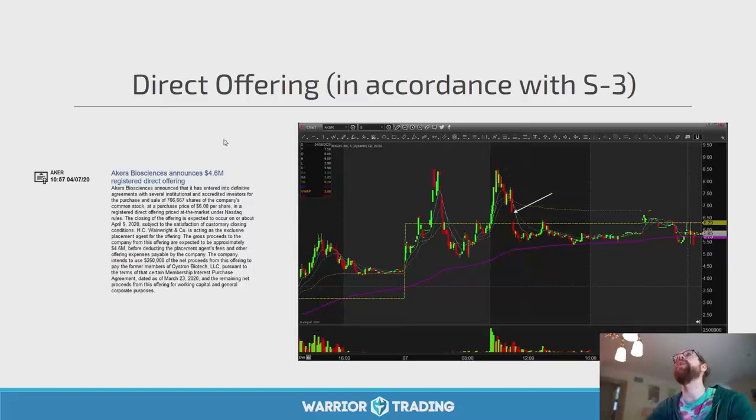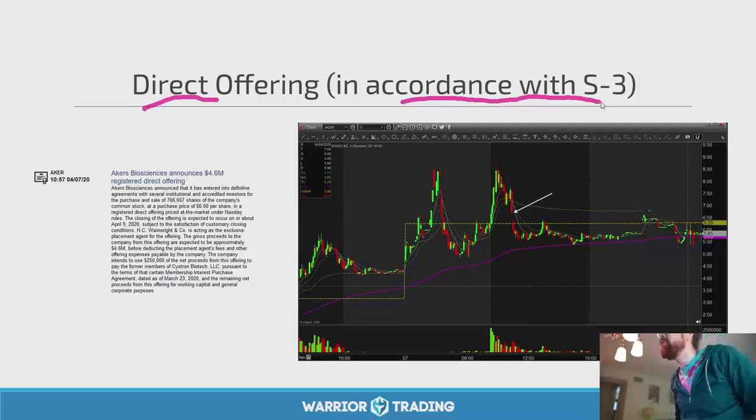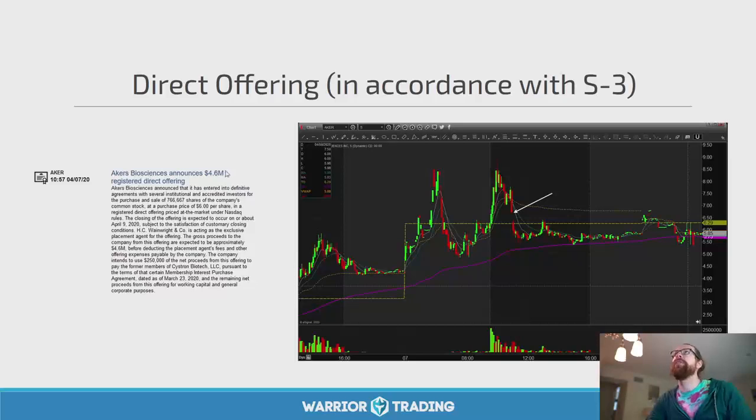So let's look at a couple direct offerings. These are in accordance with an S3. Now, again, this is looking at a stock chart. So those of you who are still like, wait a second, I'm not dialed in on these stock charts yet, what are these things? We're going to talk about that in Chapter 5 when we get into technical analysis. So this is a fundamental catalyst. So AKER was the stock symbol right here, AKER. Acres Biosciences announces $4.6 million registered direct offering.